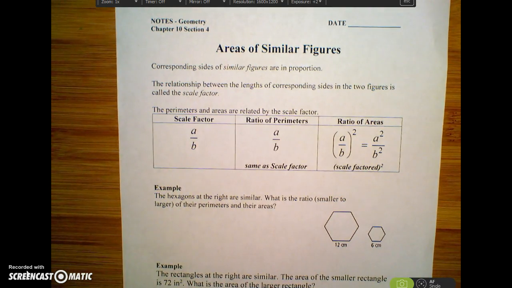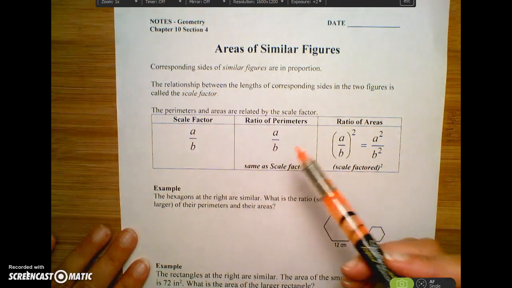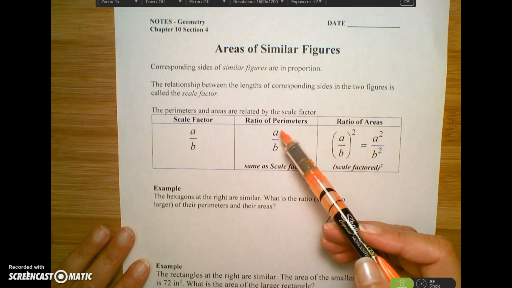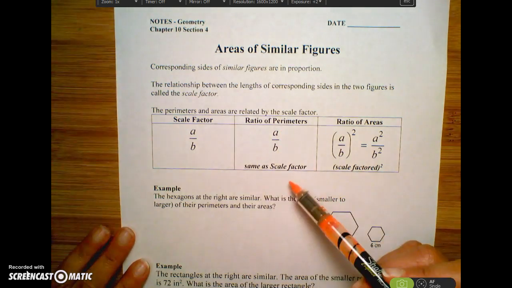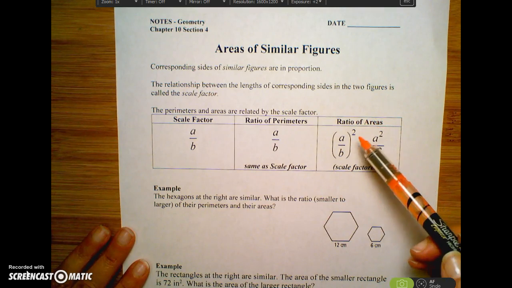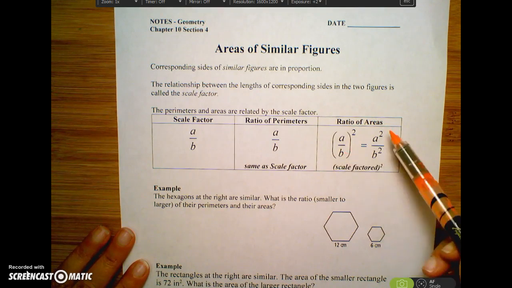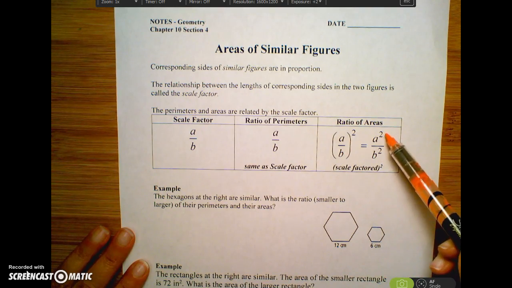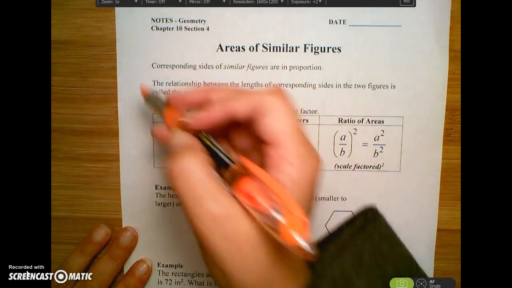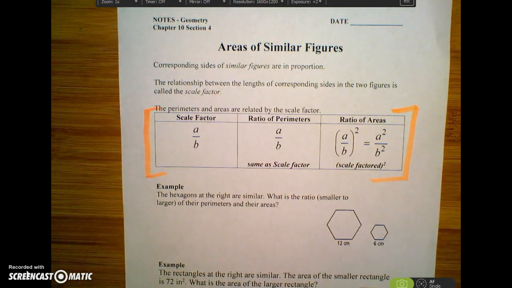So, the relationship that happens is, if you know the scale factor A to B, the ratio of the perimeters will also be A to B, same as the scale factor, and the ratio of areas will be the scale factor squared. So A over B squared becomes A squared over B squared. Okay, so that's really important to you. That's what it boils down to, so keep that in mind.